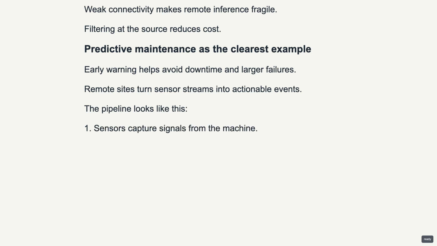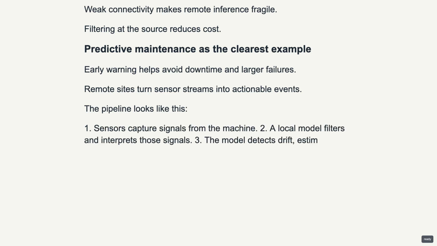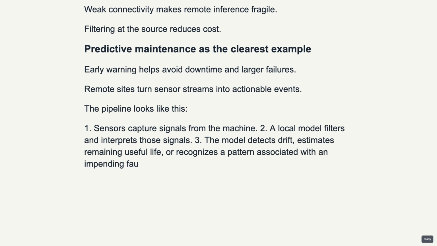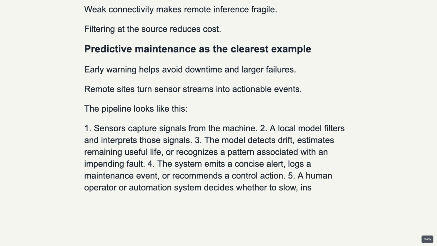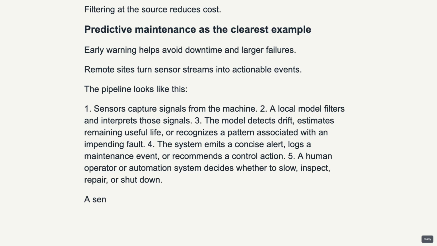Each step narrows the data into something useful. Sensors produce the raw stream. The local model interprets it, and then the system turns that interpretation into an alert or a recommendation that a human or controller can act on. That is the real advantage of the edge. The whole loop is built around the conditions of the site. If the network drops or the asset is remote, the inference still runs, and the early warning still arrives in time to matter.